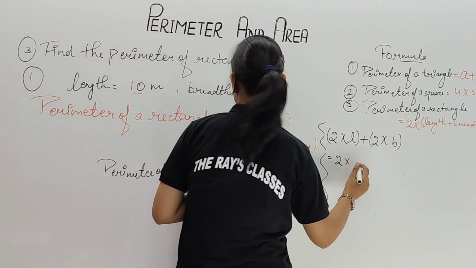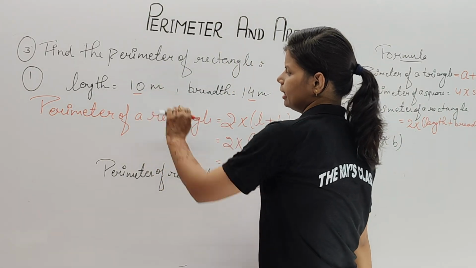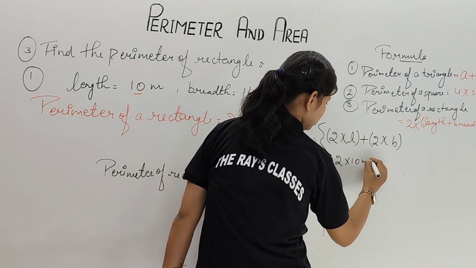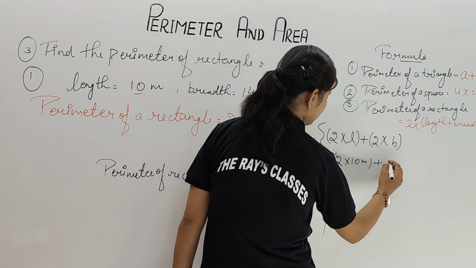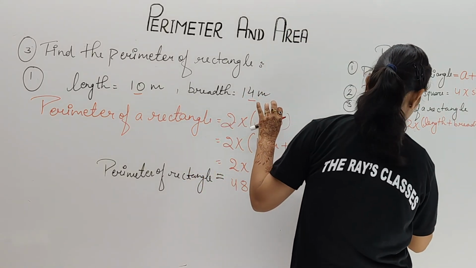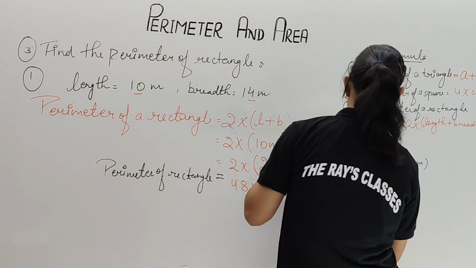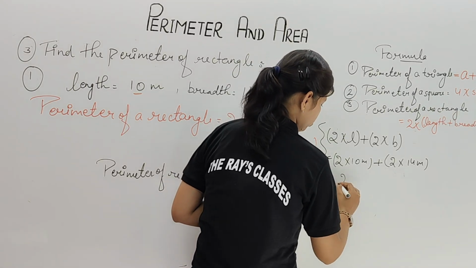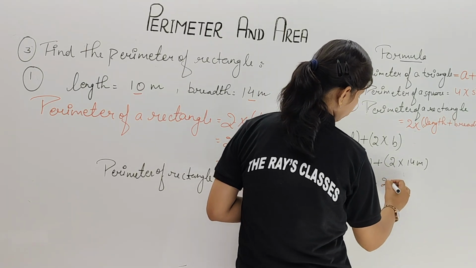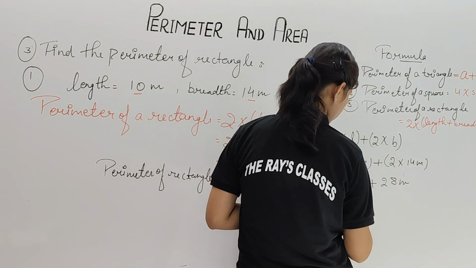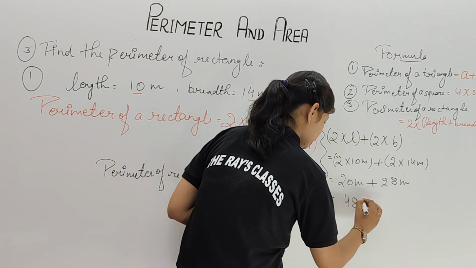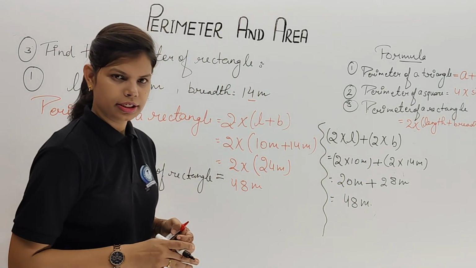2 multiplied by length. What is the length of ours? We are having the length here 10 meter. So here we are going to multiply 2 multiplied by 10 meter plus 2 multiplied by our breadth, which is given here, 14 meter. Now we write 2 into 10, we are getting 20, plus 2 into 14, we are getting 28 meter. And when you are adding 20 with 28, what will you get? You will also get the same answer, 48 meter. Clear, children?